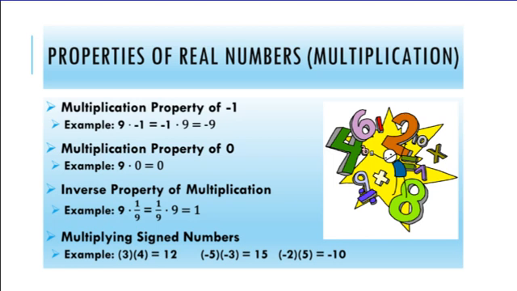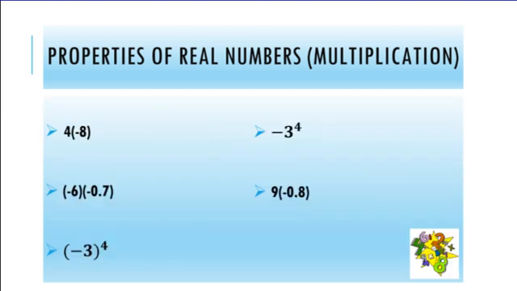And then reviewing multiplying signed numbers, a positive times a positive is always positive. Negative times a negative is always positive. A negative times a positive is negative. So the only way to get a negative answer is if one of the factors is negative. So let's take a look at some examples. 4 times a -8 is a -32.